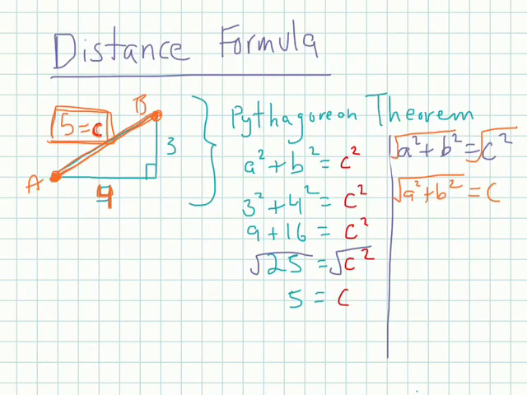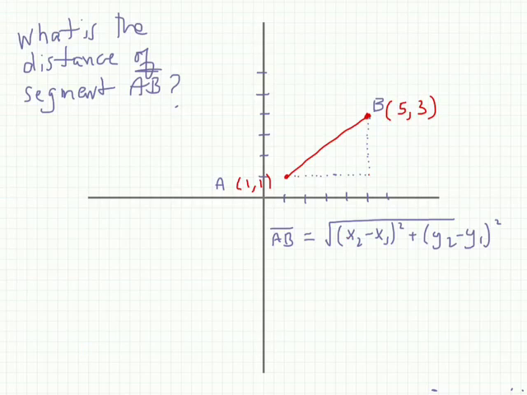So what does c equal? c equals this squared plus this squared, and it's the square root of all of that, and that's how we find this distance. So we're going to use the Pythagorean theorem to find distance on our coordinate plane in the next slide.